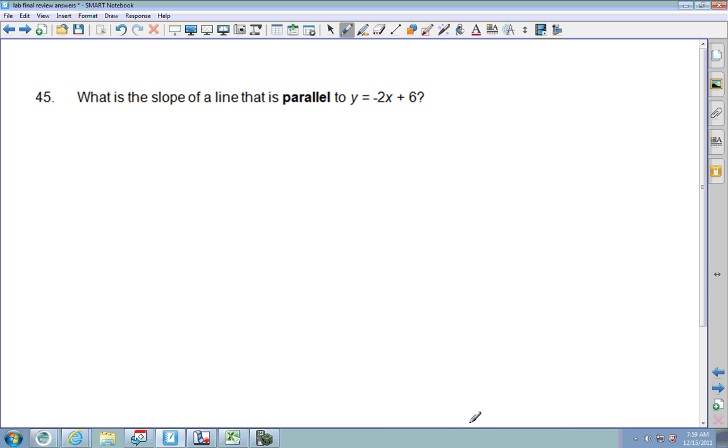What is the slope of a line that is parallel to y equals -2x? When two lines are parallel, what's true about their slopes? The slopes are the same. So if you're looking for the slope of the parallel line, it would be -2. Do not put x. X is not a slope, just the number.